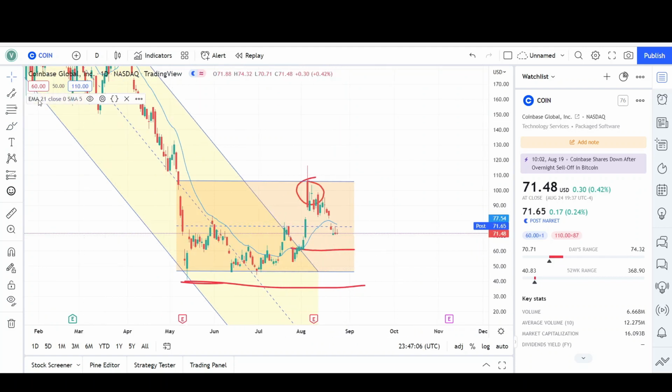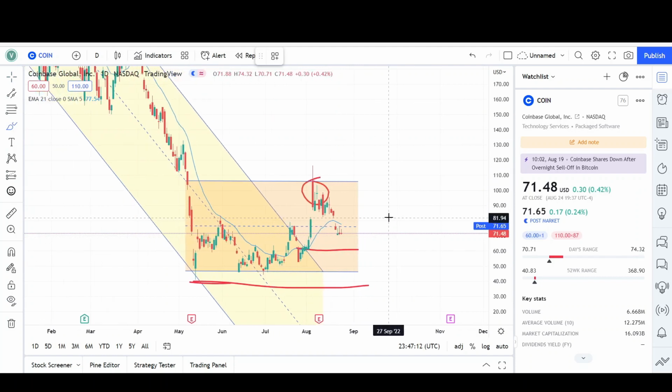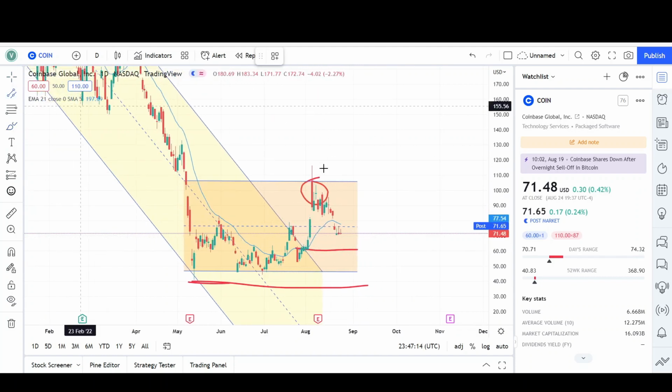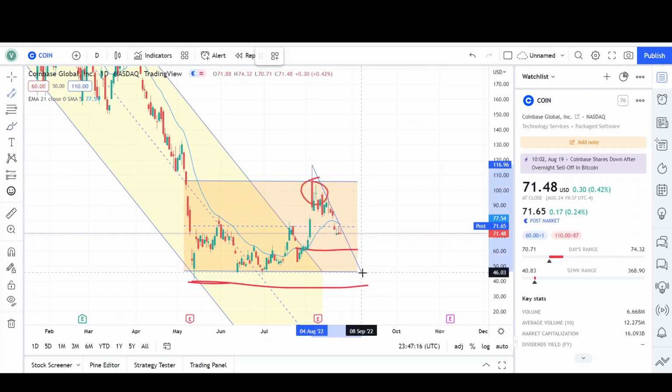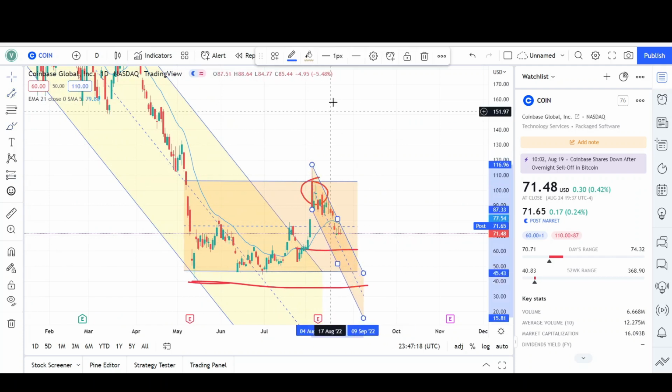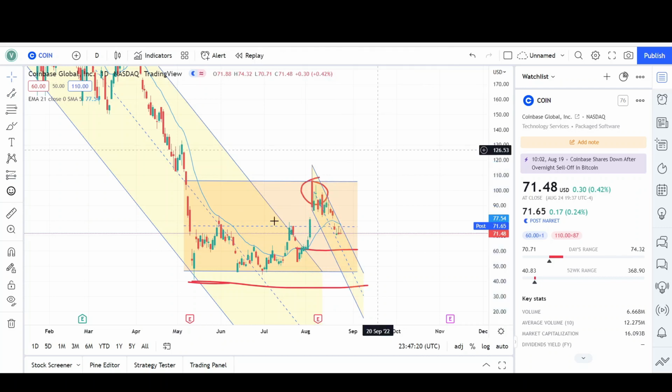So could we get another large leg up? That's possible, but I'm just not seeing it, and I wouldn't expect it to occur. I'm pretty sure they're just going to continue to drop this market. So I'll be expecting lower prices for Coinbase until the pattern is complete.